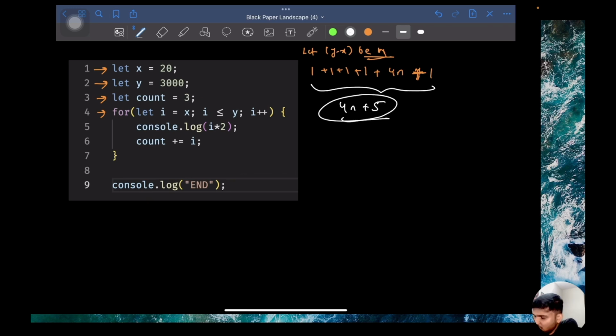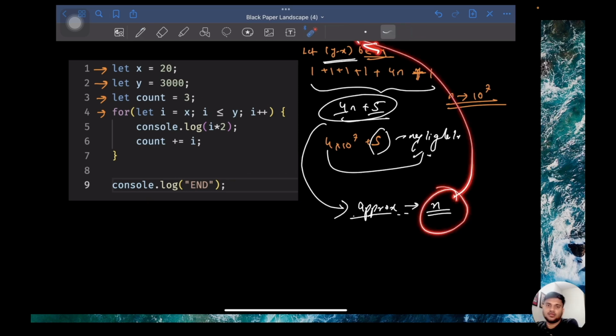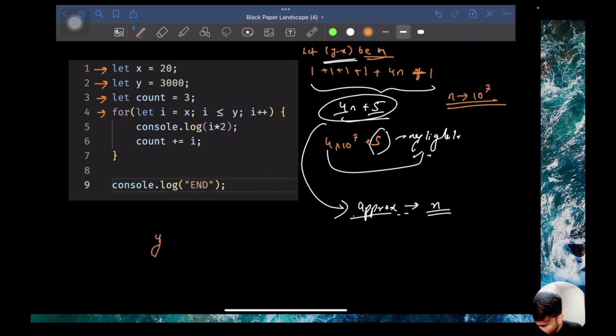Overall it looks like this. Now just think about it. If n becomes of the order 10 raised to the power 7 or 10 raised to the power 6 or 10 raised to the power 5, then 4 into 10 raised to the power 7 plus 5, can I say this is negligible? So is this. Right. So overall, you can say that 4 and 5 are negligible. So can I say approximately the number of instructions that we are going to execute is going to be equal to n. And what is n? Y minus x. So I have technically mapped the number of instructions with the input size. So you can say y is equal to n. This becomes a straight line, which is technically a linear curve.